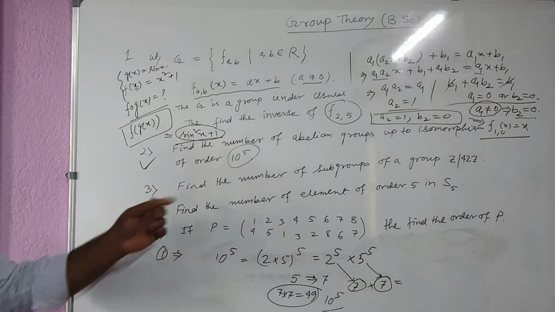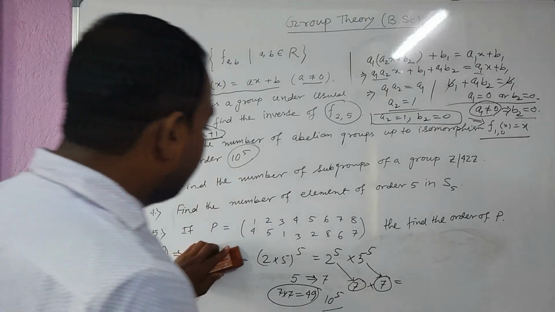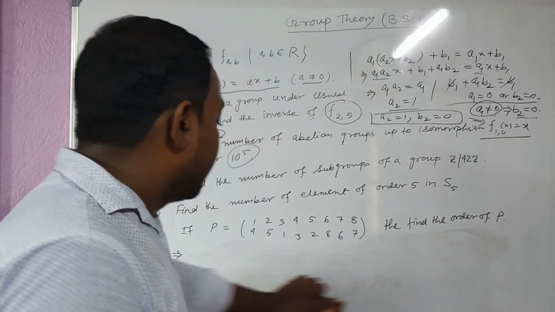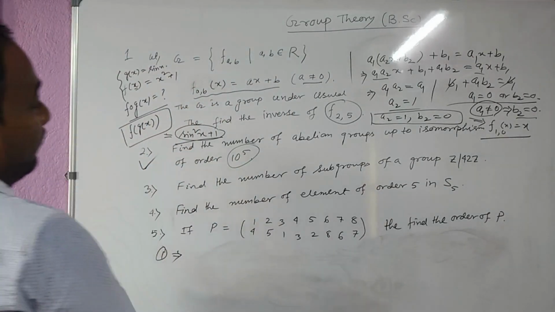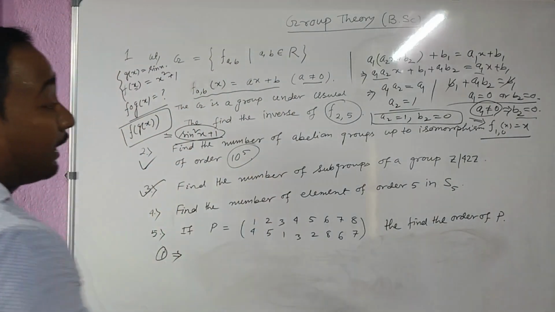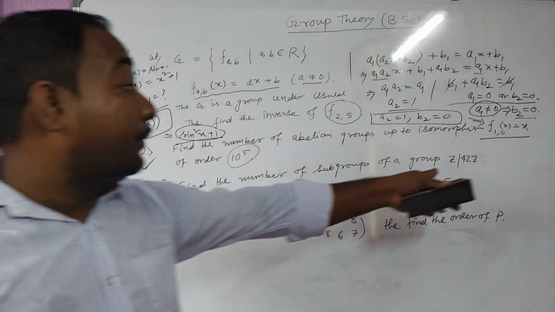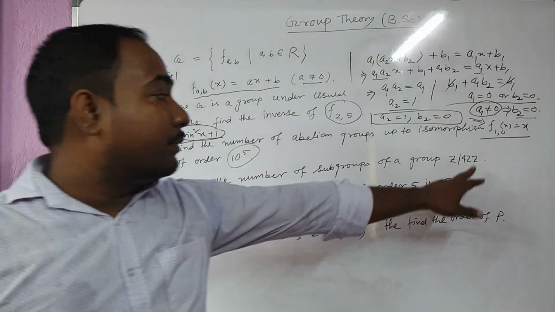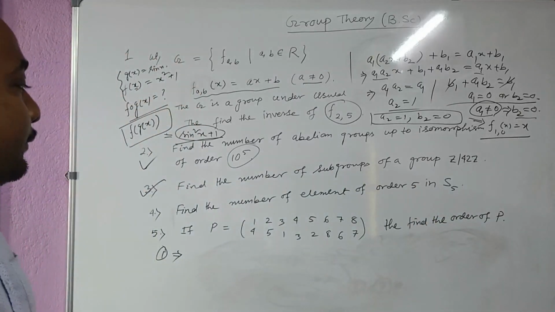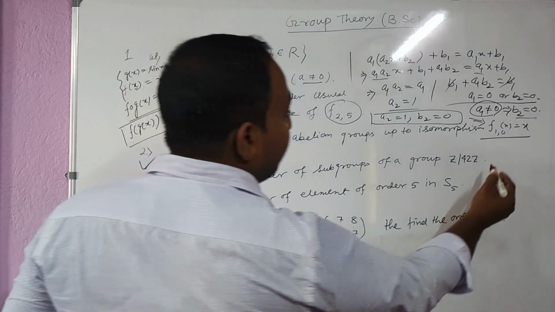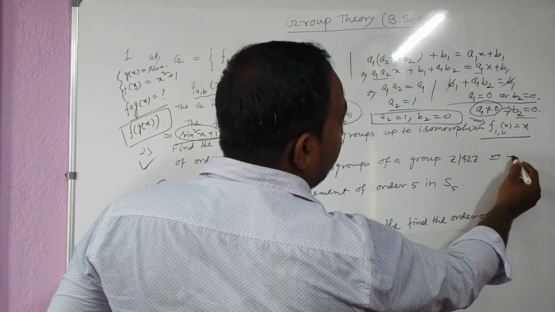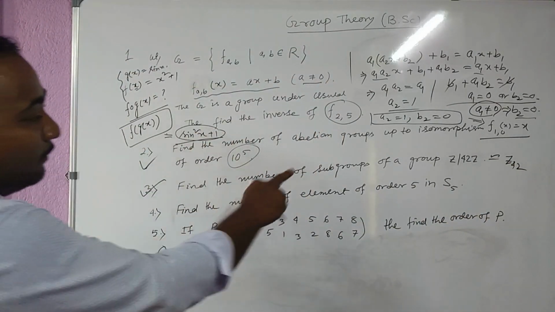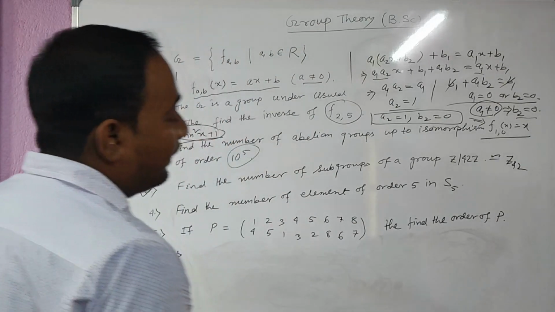Now we will go for our next one. So our next problem: find the number of subgroups of the group Z by 42 Z, right? So this is actually a group isomorphic to the Z42 group. Now find the number of subgroups of the group of this order.